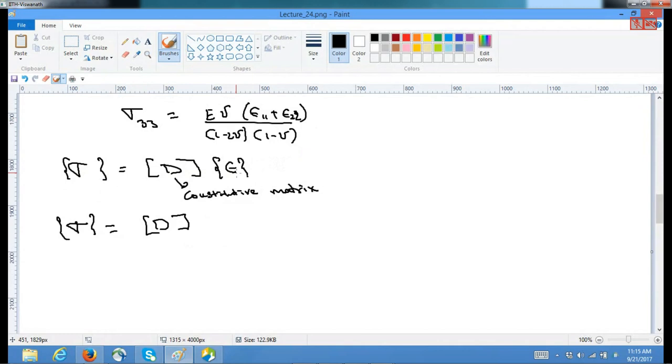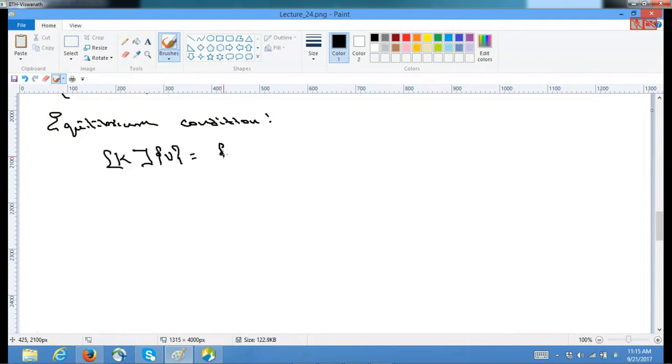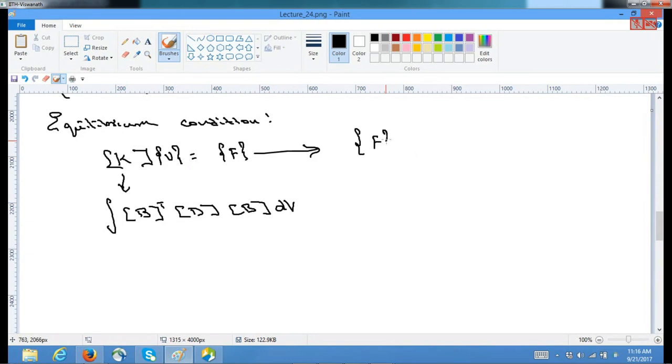So using this approximation, when you put it into the principle of virtual work, what we derived for the equilibrium condition was that K times U equals F, where K is given by the integral of B transpose D B dV, and this force vector is the sum of body forces plus traction forces.